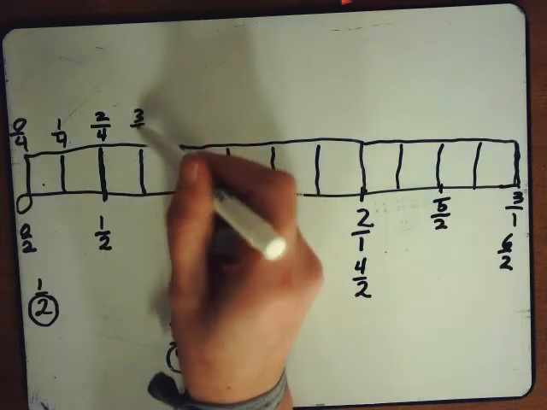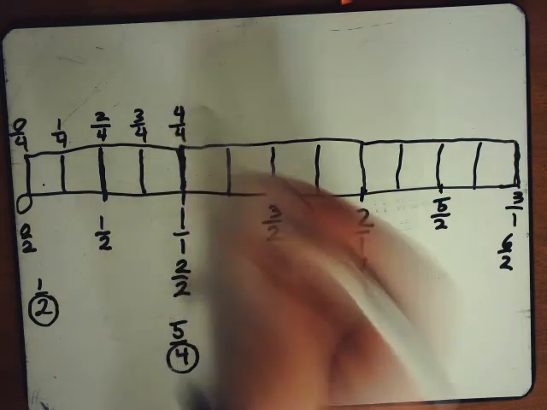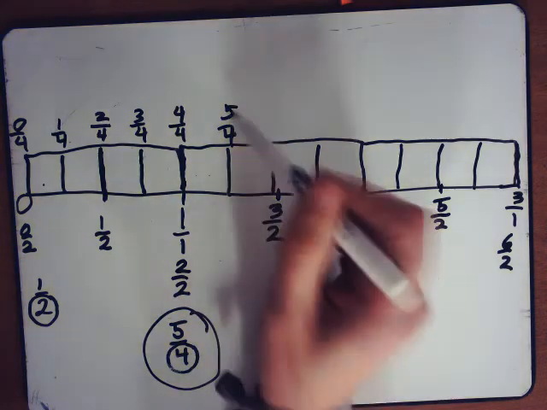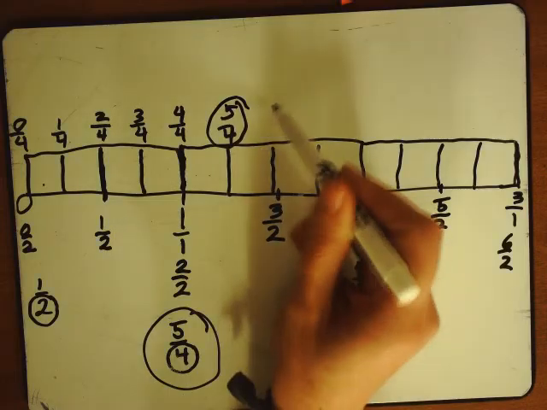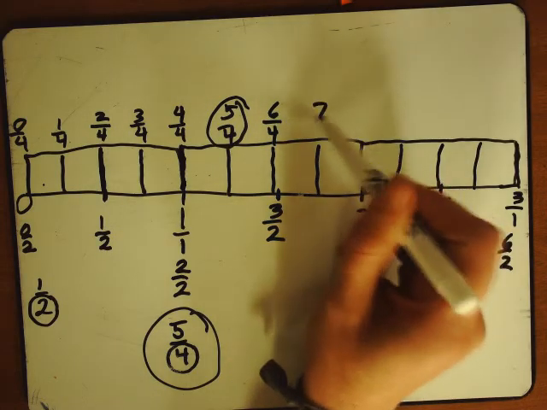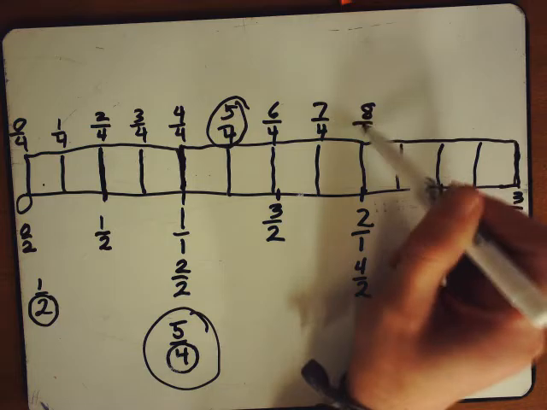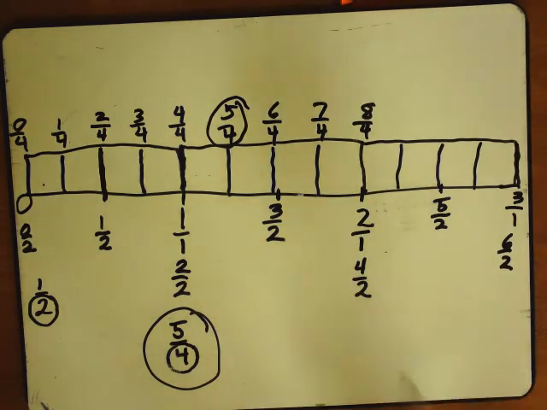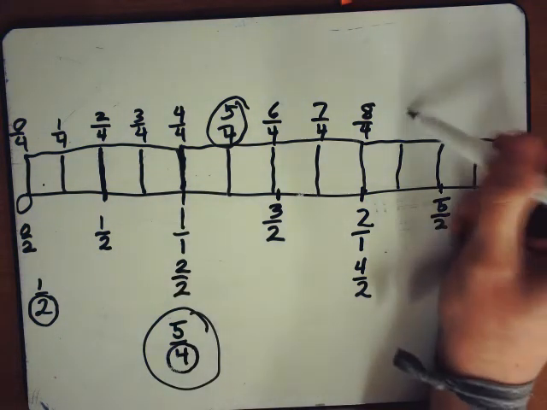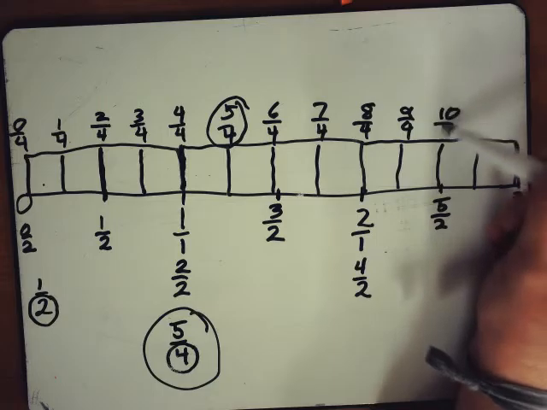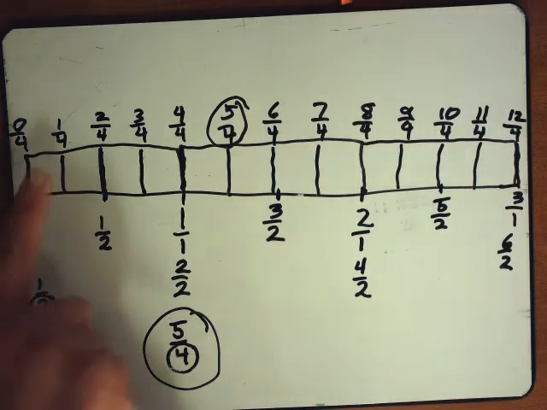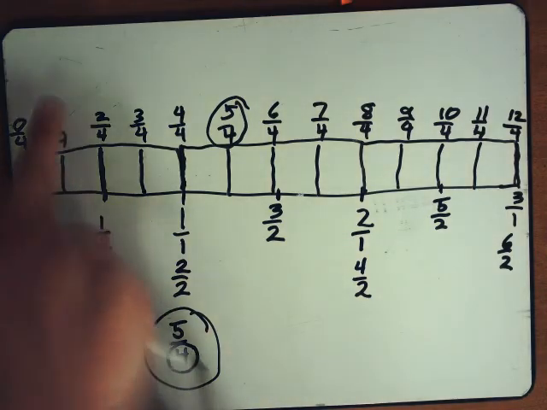3/4. 4/4 makes the whole. Then we've got our 5th fourth. That's what we were looking for, right? Here's where the 6th fourth ends. 7th fourth, 8/4 to make a whole. 1, 2, 3, 4, 5, 6, 7, 8 fourths, right? For 2 wholes. We got 1 whole, 2 wholes, same as 8/4. 9/4, 10/4, 11/4, 12/4.